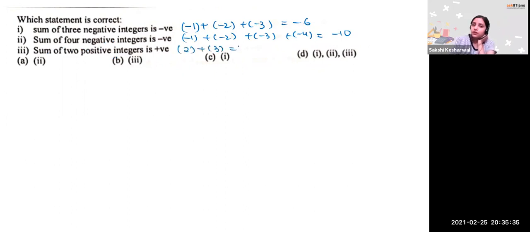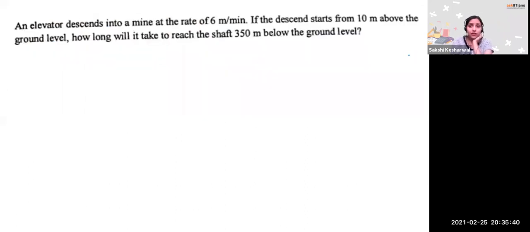Beta positive, that's positive. That's 5. So all of them are correct. 1, 2, 3. Right? Now just see this question.